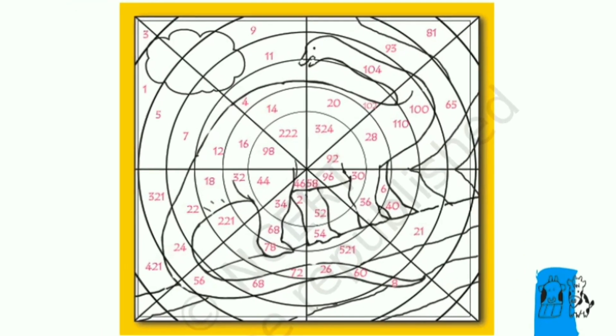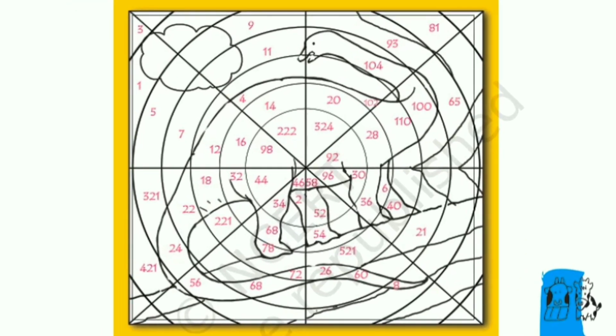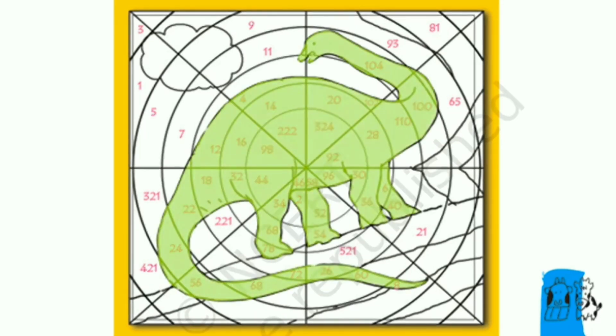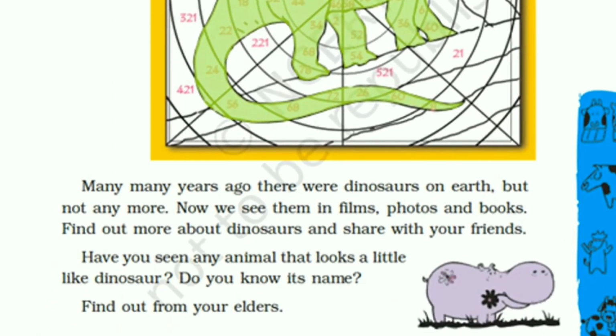We are doing the colors. See, even numbers we have to color only. 2, 4, 6, 8, 10, 12, 14, 16, 18, 20. Okay, we have to color. So we have done coloring. This is a dinosaur. Okay.